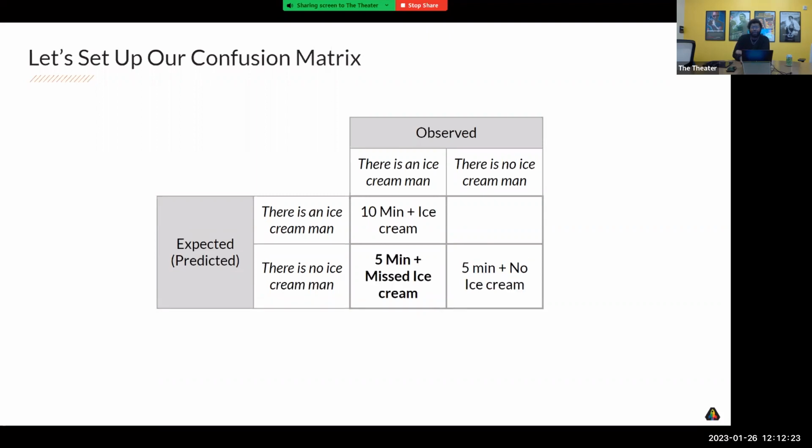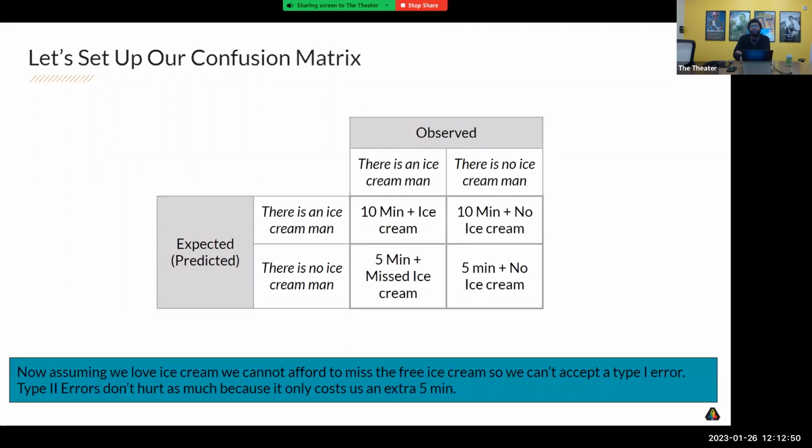So let's look at the false examples. Down here, if I think there's no ice cream man, but there was one, then I do get to my friend's house earlier, but I missed out on ice cream. And like I said earlier, I have a huge sweet tooth, and that's upsetting. So here now, if I believe that there is an ice cream man and there is no ice cream man, I might have taken longer to get to my friend's house, but I know I didn't miss out on ice cream, and so the FOMO isn't going to kill me.